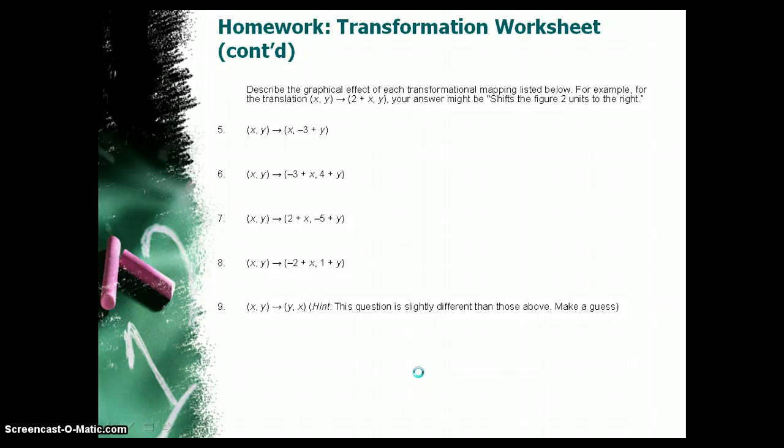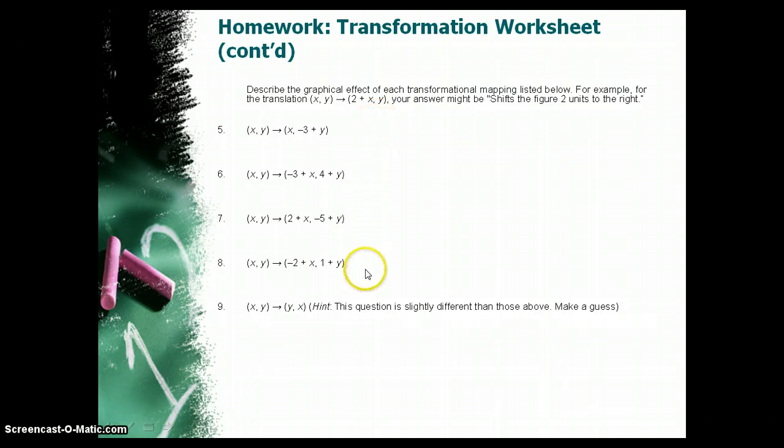The final part of your homework is asking you to describe these different coordinate notations. Okay, and there is an example right here in the directions. For example, for the translation, the point (x, y) being translated to (2 + x, y), your answer is going to be something like the figure shifts 2 units to the right. Notice, again, there is no number associated with y, so there is no shift on your y-axis.